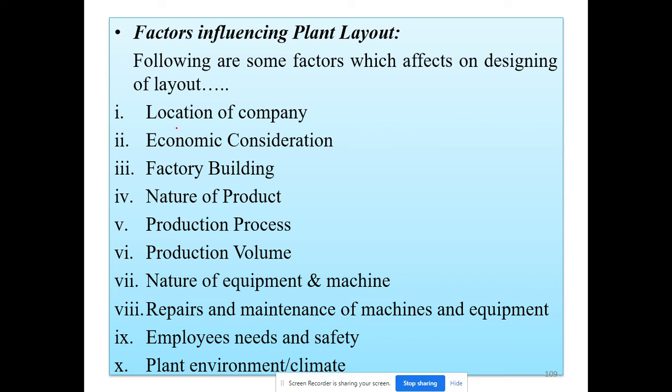First one, location of the company. Second one, economic consideration. Third one, factory building. Fourth, nature of the product. Fifth, production process. Sixth, production volume. Seventh, nature of equipment and the machine available. Eighth, repair and maintenance of the machine and equipment. Ninth, employees' needs and the safety. Tenth, plant environment or the plant climate.